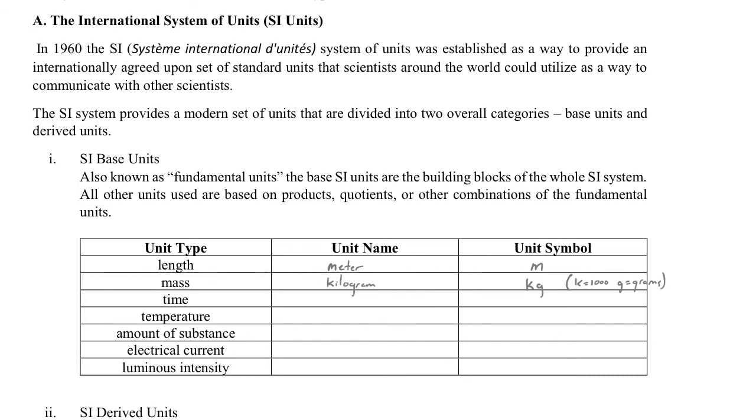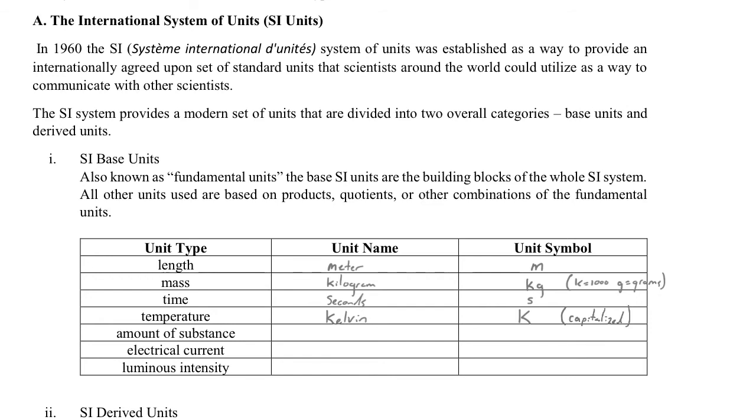Time. Time is measured in the SI system with seconds, and we give seconds the symbol lowercase s. In the SI system, temperature is expressed using the universal scale for temperature, which is the Kelvin. Now, you're probably more familiar with degrees Fahrenheit and degrees Celsius as a way to express temperature. Degrees Celsius is a temperature scale from the metric system, and we're going to see using that here in a few minutes.